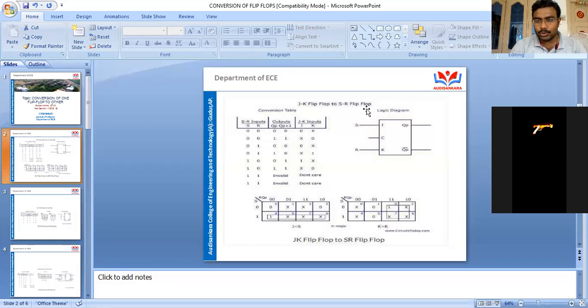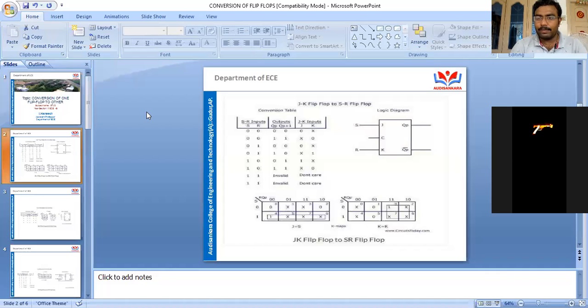Guys, to convert one flip-flop to another one, we have very few and very easy steps that we have to follow. Guys, keep a book with you and try to formulate or tabulate whatever I'm explaining on the screen. That will be very easy, and you can easily understand what you're going to do and how we are going to convert one flip-flop to another one.